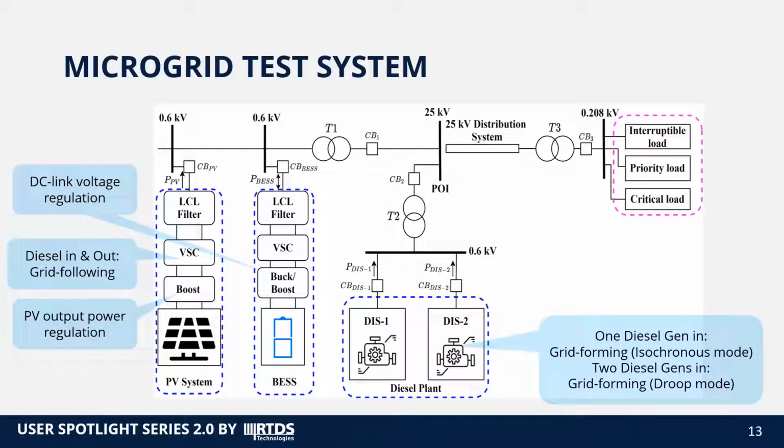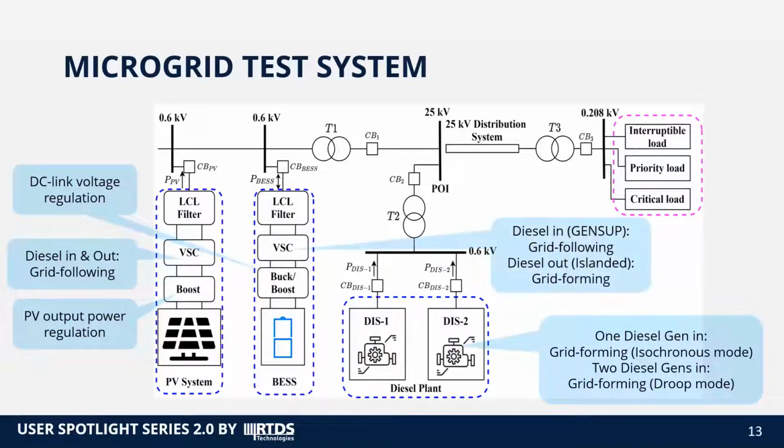The VSC of the battery energy storage system operates in a grid following mode when the diesel is in, and it's called generator support mode, GenSup. Whereas if the diesel is out, it's considered islanded mode, and the battery energy storage system starts forming the voltage and frequency for the PV VSC.